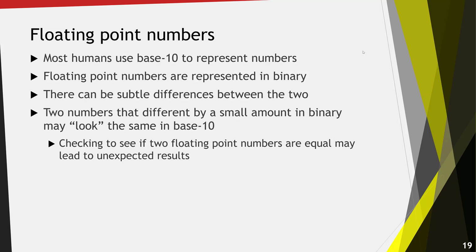Another important difference is that most humans use base 10 to represent numbers. Floating point numbers are represented in binary. There can be subtle differences between these two things. Two numbers that look different by a small amount in binary may look exactly the same in base 10. So this can lead to weird situations where checking to see if two floating point numbers are equal may lead to unexpected results.